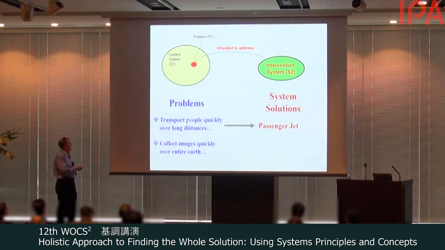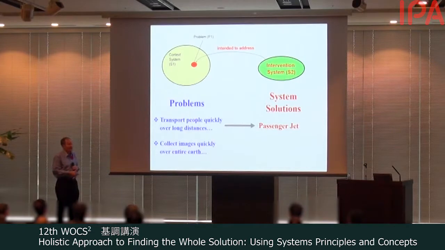Okay, so we need to examine what are the different parameters. How many people, how fast, what distance, so that's part of the context. All those questions are dealing with the context. So this may not be the right intervention depending on the context. So that's why to get the right solution depends a lot on our understanding of the context system.